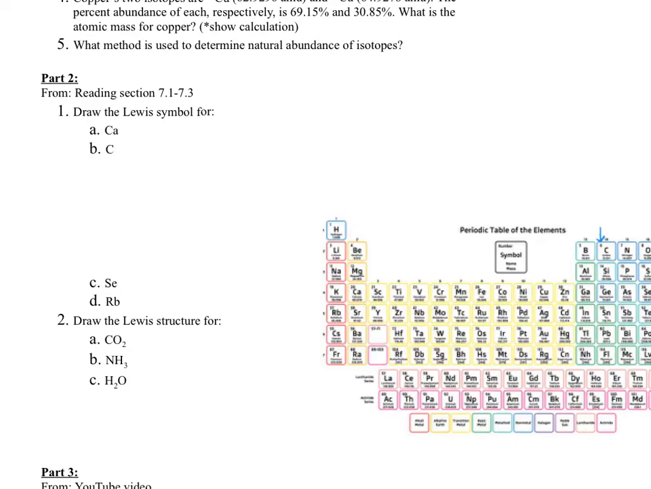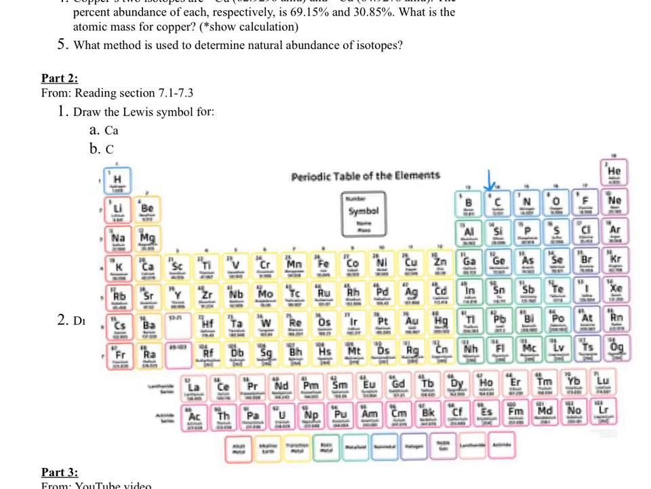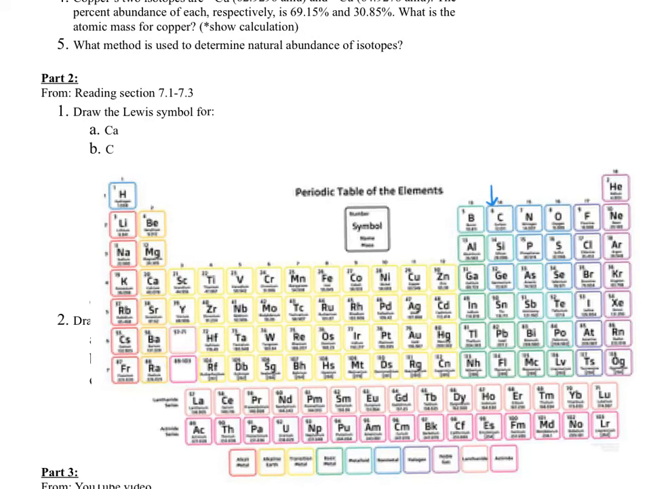So the first one states, draw the Lewis symbol for, and let's look at calcium. So I'm still going to have the periodic table in front of me, and I'm going to blow it up a little bit. And when I'm looking at a Lewis symbol, what I'm first going to do is just write the atomic symbol for that element. So in this case, calcium is already written for you, but I'm going to rewrite that here. So calcium, Ca, is the atomic symbol for calcium.